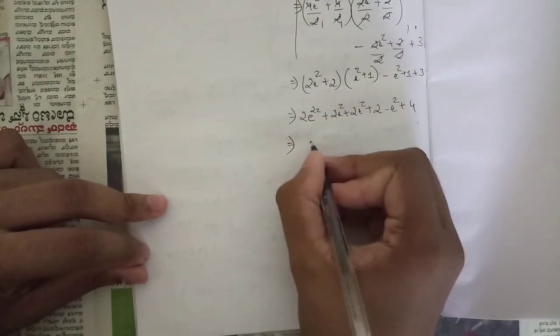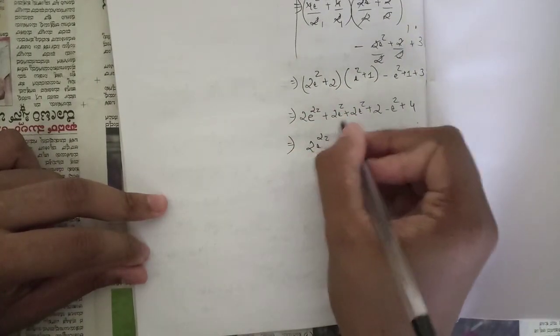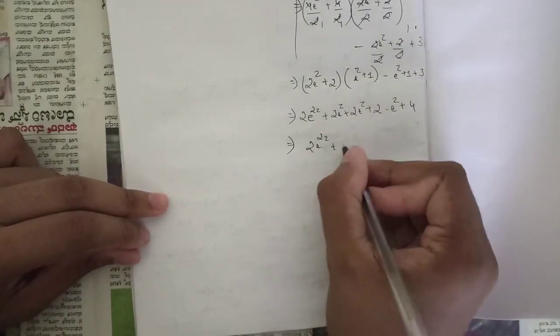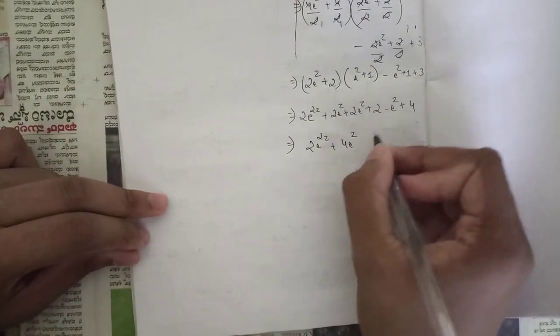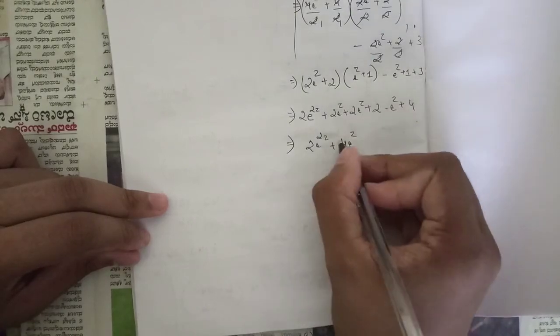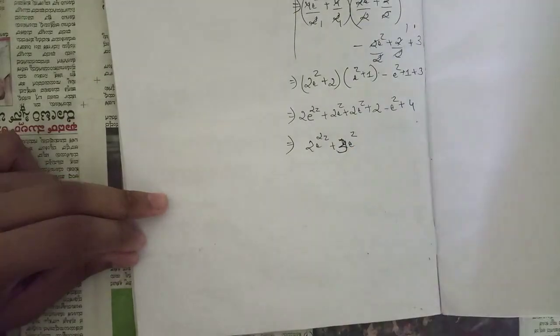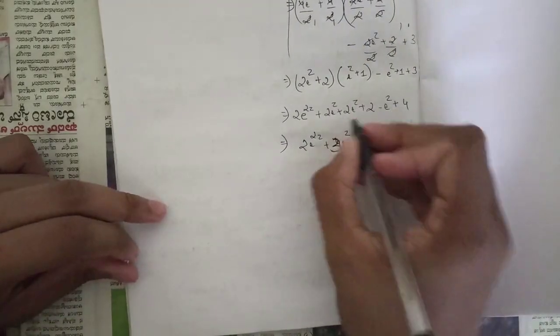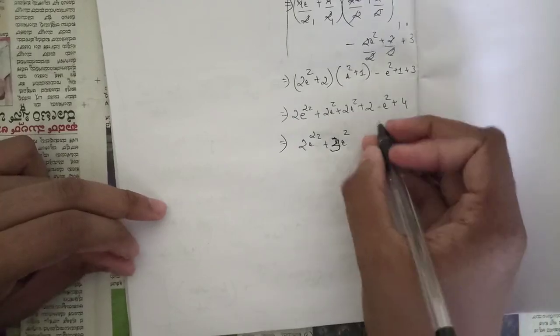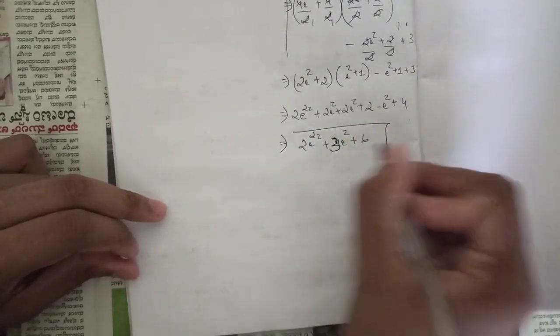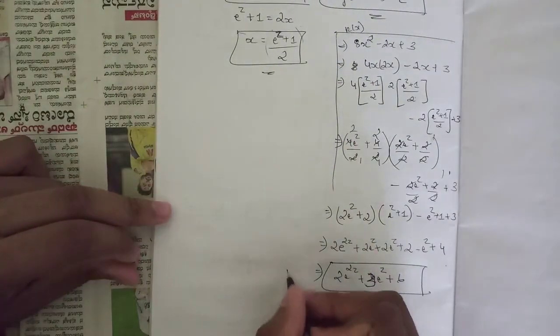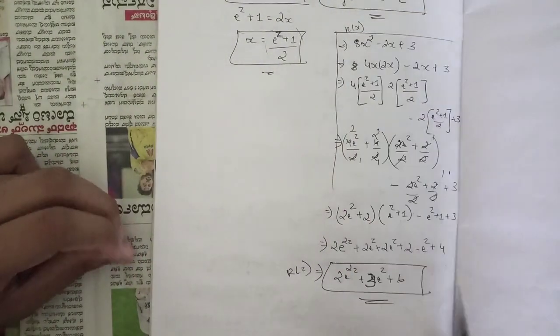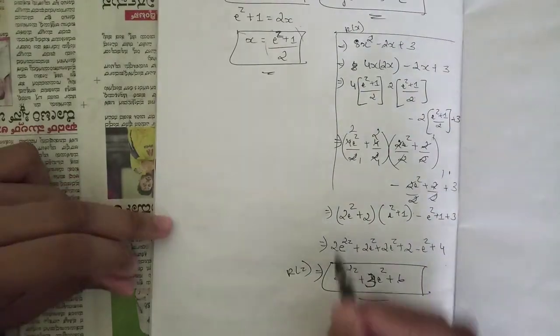So our final answer is 2e^2z, then 2e^z plus 2e^z is 4e^z, and also we have minus e^z, so 4 minus 1 is 3e^z, along with the constant term, that is 2 plus 4, that is 6. By solving this whole thing, we got the r(z). We have replaced r(x) as r(z). We need to be very careful solving this.